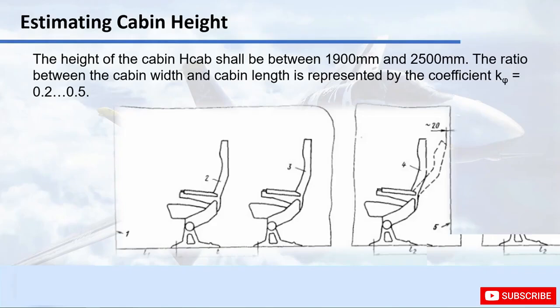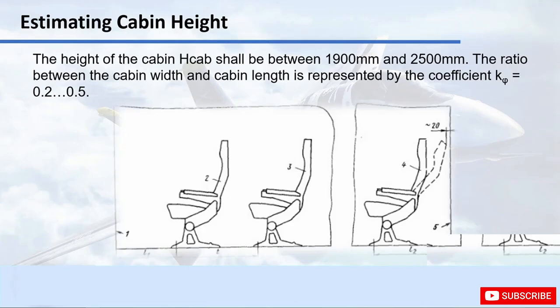Hi everyone, welcome to the last lecture from this section where we're estimating our cabin and basically the body of our aircraft. So the first thing we will do is to simply estimate the cabin height, and we're actually going to choose a value for the height, and the height will be between 1.9 meters and 2.5 meters. And it pretty much depends, you will see how.